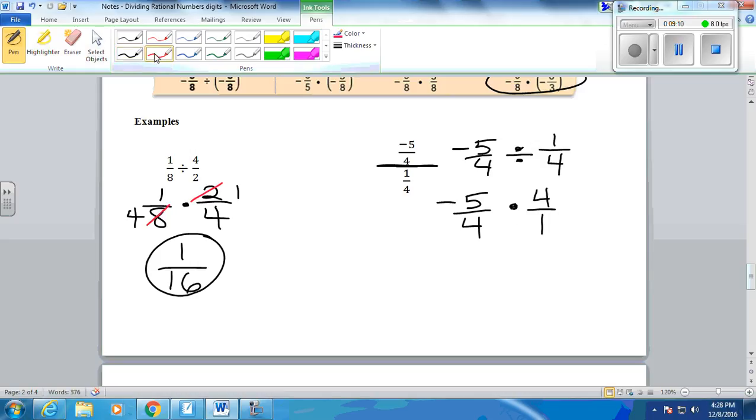Again, double check to see if you can cross cancel, and I can with the 4, so that leaves me with a 1 and a 1. Negative 5 times 1 will give me negative 5. 1 times 1 is 1, so your final answer is just negative 5.